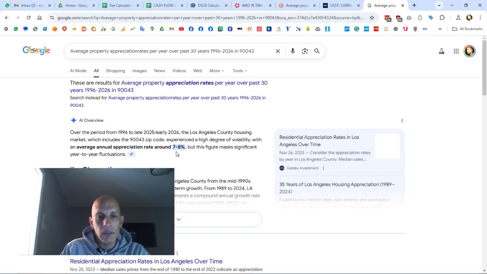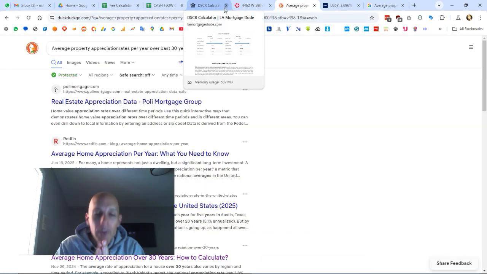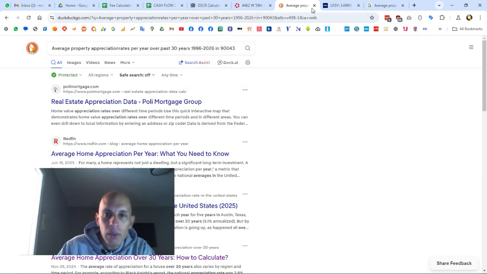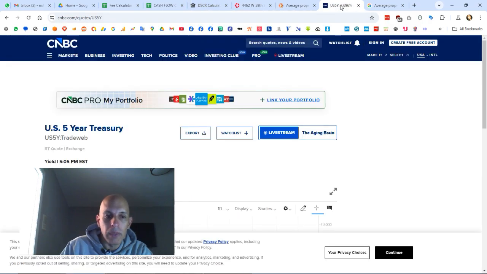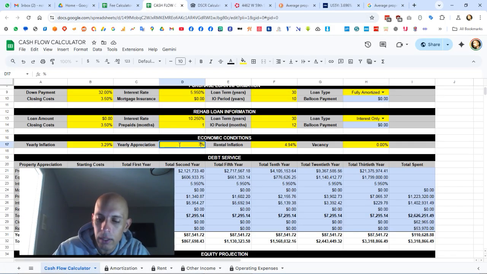Okay, this is 7 to 8%, and this is from 1996 to 2026. I know when I did the video yesterday for the other property in 90002, I believe, they said between 4 to 5%. They're saying 7 to 8% here, so there's a decent area. Let's say 7.5.